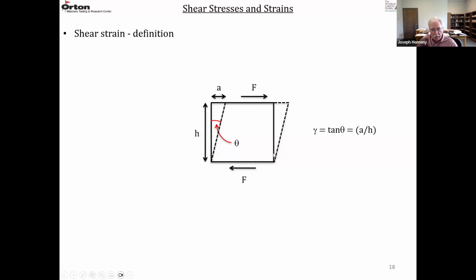And this is the diagram that shows the shear strain. So the solid line is the initial shape of the cube. We apply a shear force. The cube is distorted according to the dotted lines. This is your angle theta. H is the height of the cube, and A is the actual displacement here. So gamma equals tangent of theta, which can be approximated by A over H. So that's your shear strain gamma.